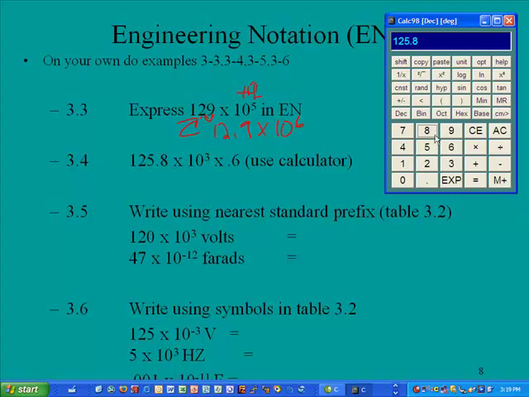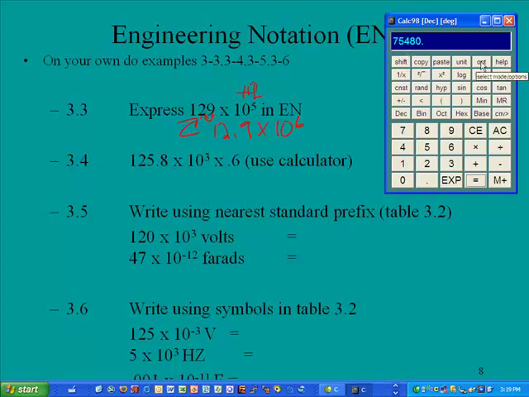So one way to do this would be just go down here to exponent and then 3, and then we're going to multiply that times 0.6. So we could go times 0.6 equals, and so there we see the result, 75,480. Now that is just in standard normal calculator value.